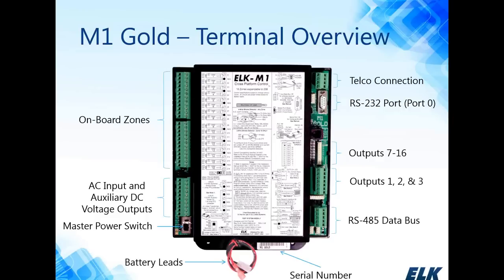In the upper right-hand corner of the circuit board, we have our standard hardwired landline telephone connection. We have our onboard RS-232 serial port. We have outputs 7 through 16. Below that we have outputs 1 through 3. And then we have our RS-485 data bus connections. Now these green terminal blocks are removable, so if there ever is a case where you need to take the M1 out for some reason, you don't have to disconnect the wires, you don't have to disconnect the battery. You can remove the terminal strips without having to remove any additional wires.